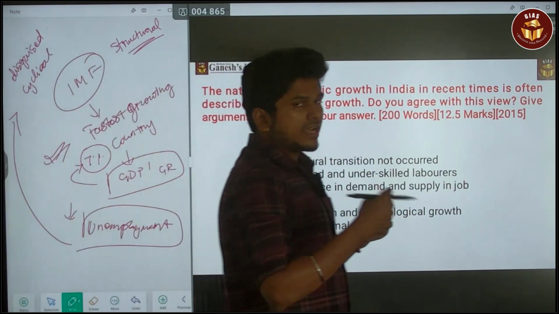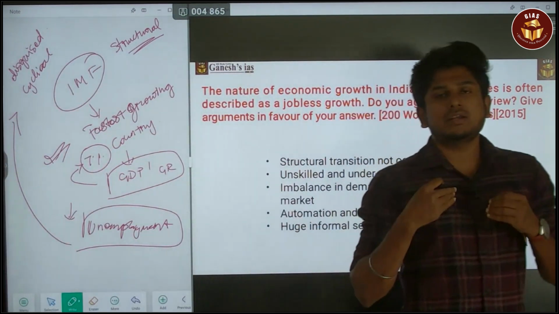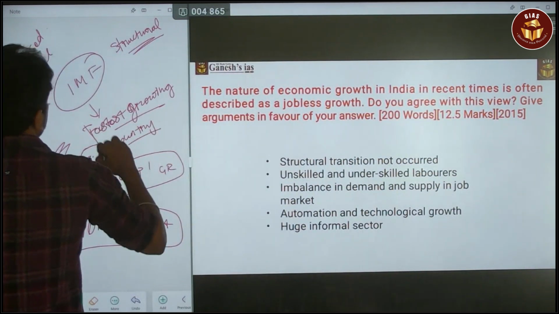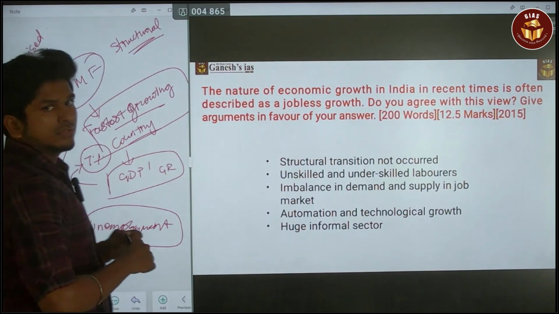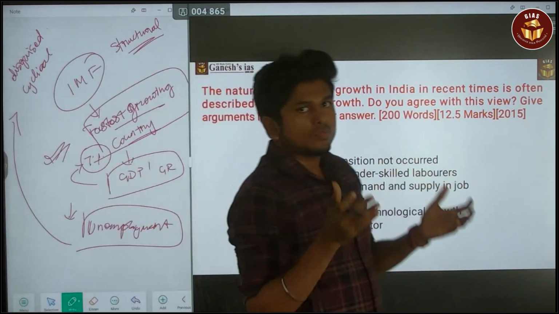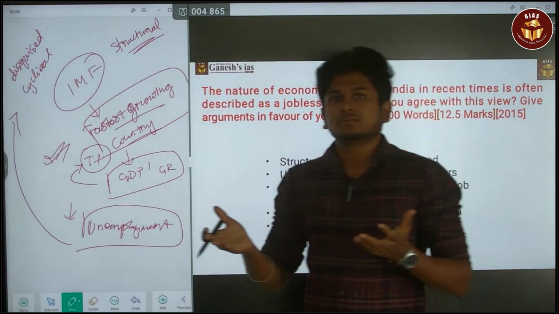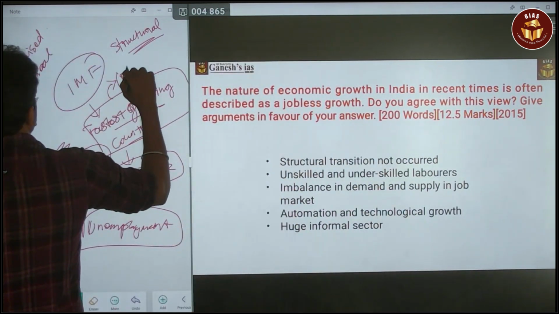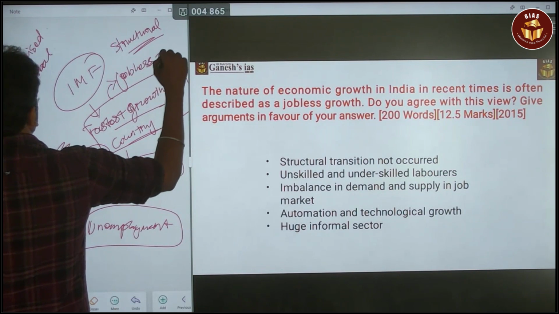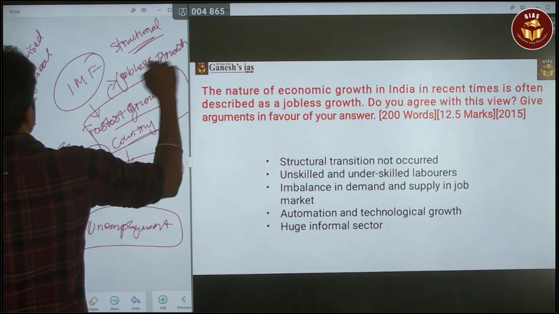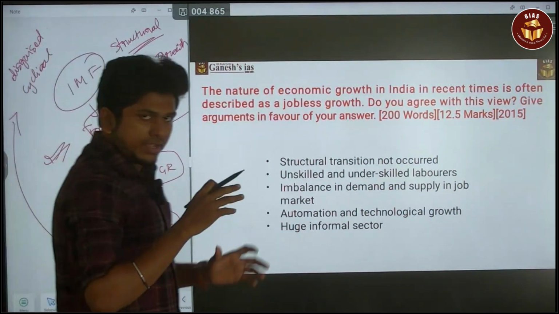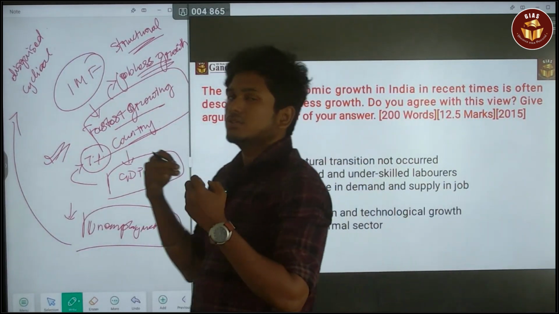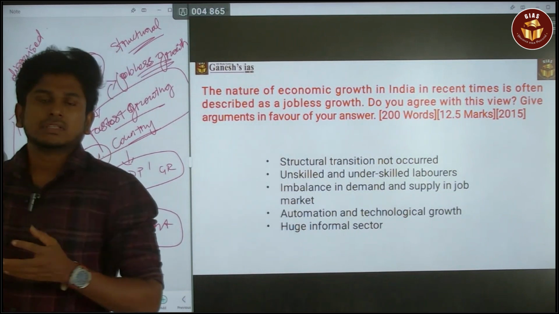So India has various kinds of unemployment issues. At the same time, India is the fastest growing country. So both things are contradictory, which means it is jobless growth. In reality, India is in a jobless growth situation. You can't say that India is not in jobless growth. That is the major concern.